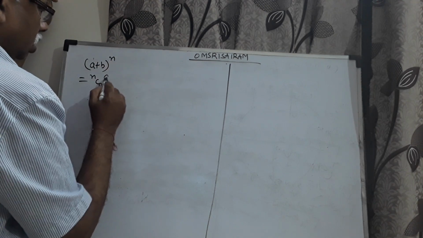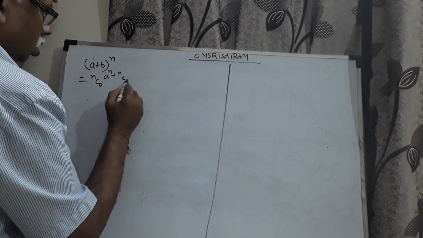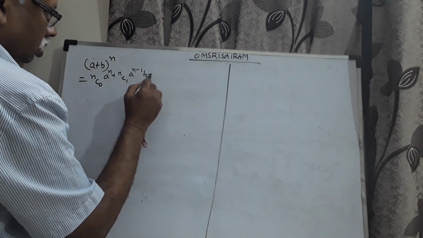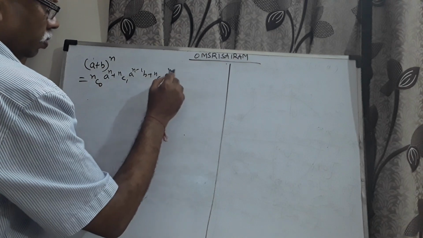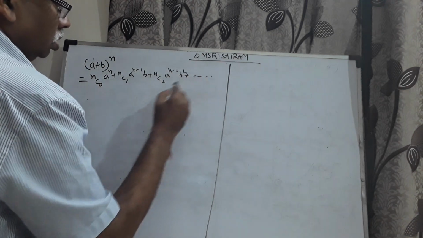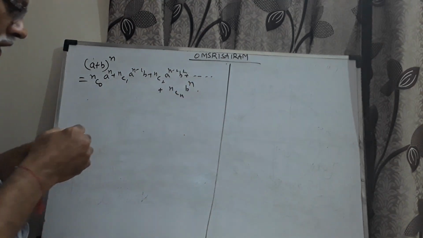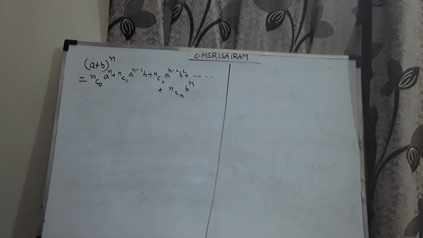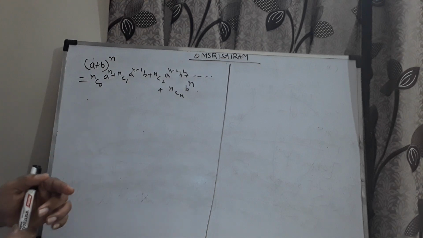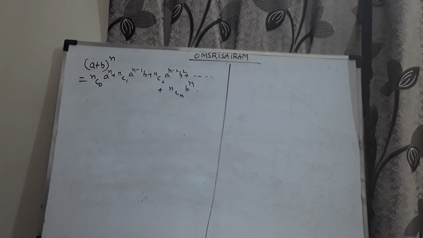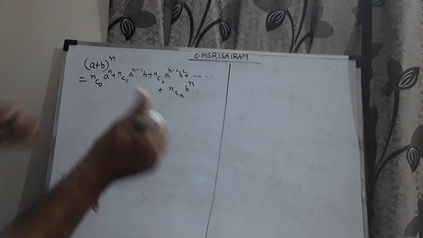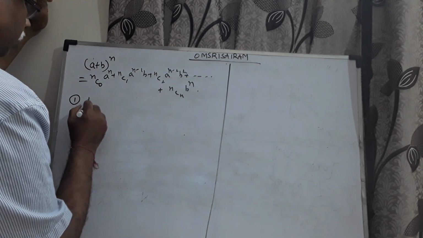given by nC0 a^n + nC1 a^(n-1) b + nC2 a^(n-2) b^2 + etc. + nCn b^n. I repeat, (a + b)^n, the expansion in general is given by nC0 a^n + nC1 a^(n-1) b + nC2 a^(n-2) b^2 + etc. nCn b^n. And we have the following observations.